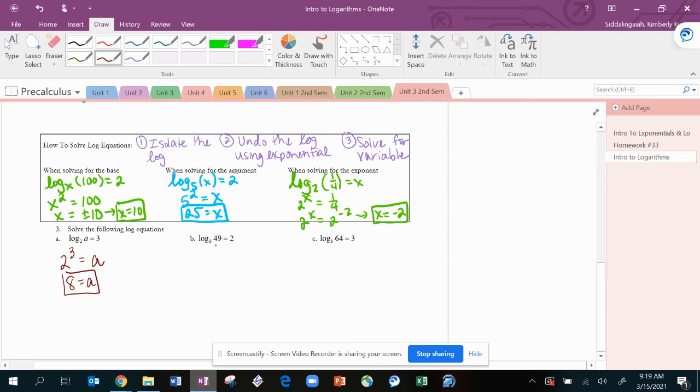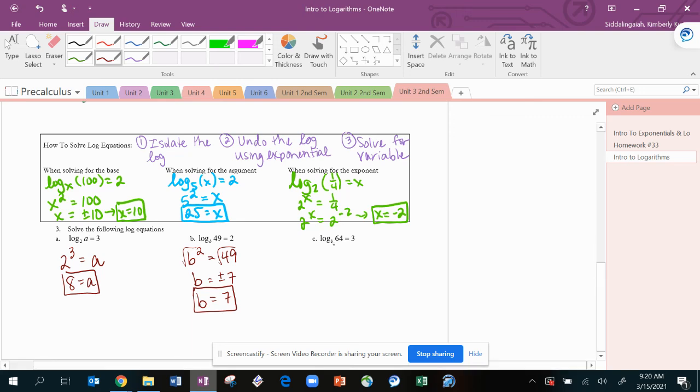Right, letter B here. Notice how my variable is now in the base. So it's like this first problem we did up here. So I'm going to start with that base of B, raise it to the second power, equals 49. When I square root both sides, I get B equals not just 7, but plus or minus 7. But we know the base can't be negative, so we're only going to take that positive 7 as our answer.